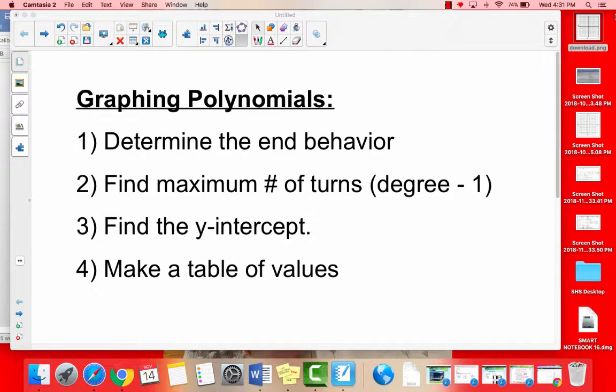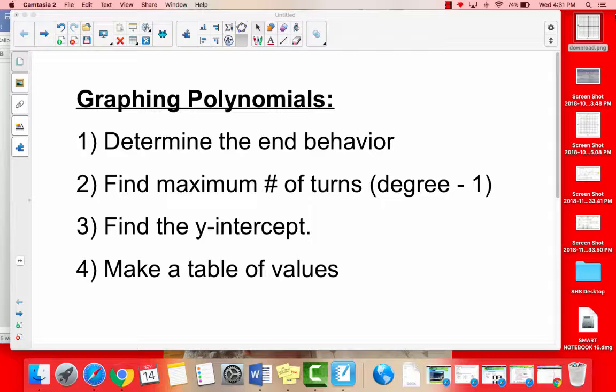Hey everybody, we're going to continue with the graphing polynomials section. Just remember from last video we talked about end behavior and how that can help us determine what the ends of a graph will do in a polynomial. Now we're going to use that concept to help us actually physically graph a polynomial.